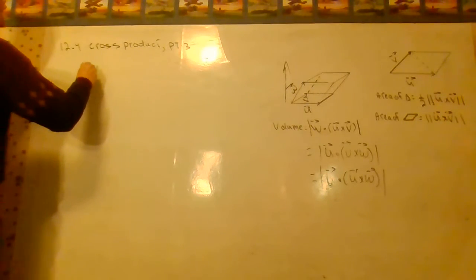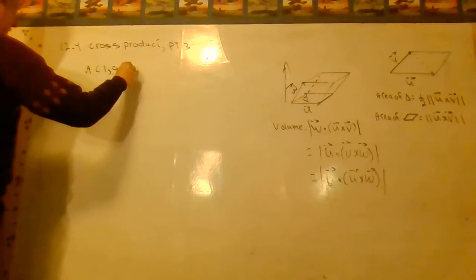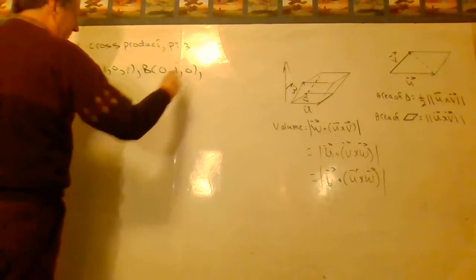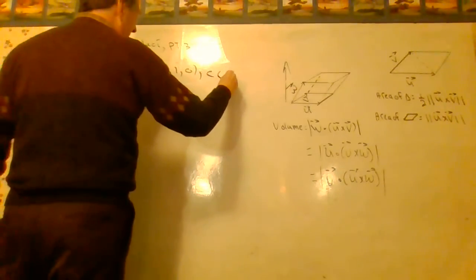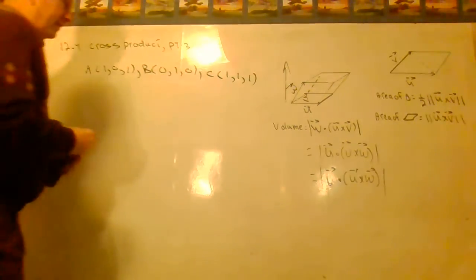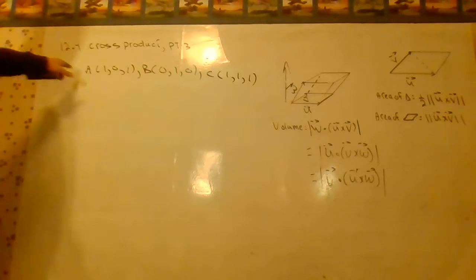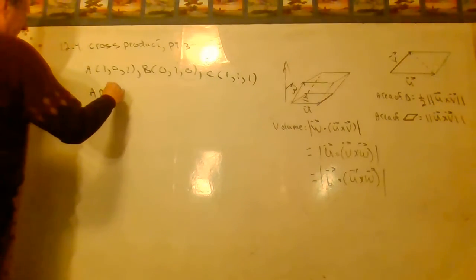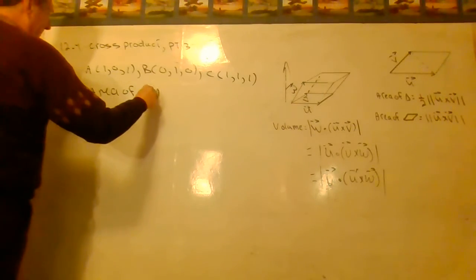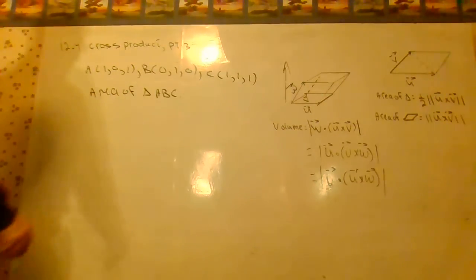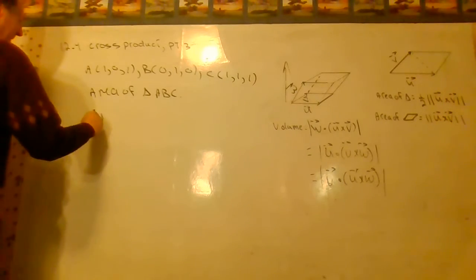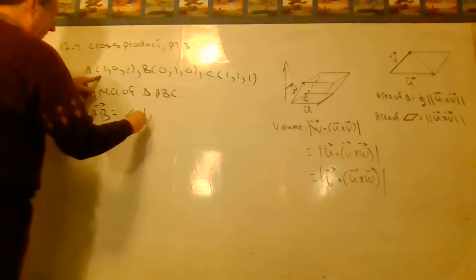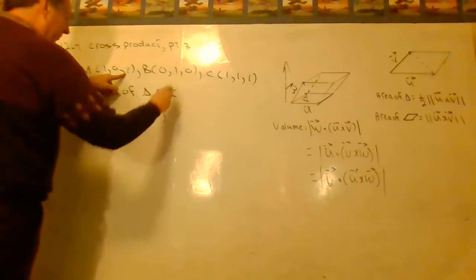Now let's suppose we have a of 1, 0, 1, b of 0, 1, 0, and c of, these are points instead of vectors. So this forms a triangle. You can plot them in space. And suppose we want the area of triangle ABC. Well, we can find vector AB, and we go from 1 to 0, we get negative 1. 0 to 1, we get 1. 1 to 0, negative 1.